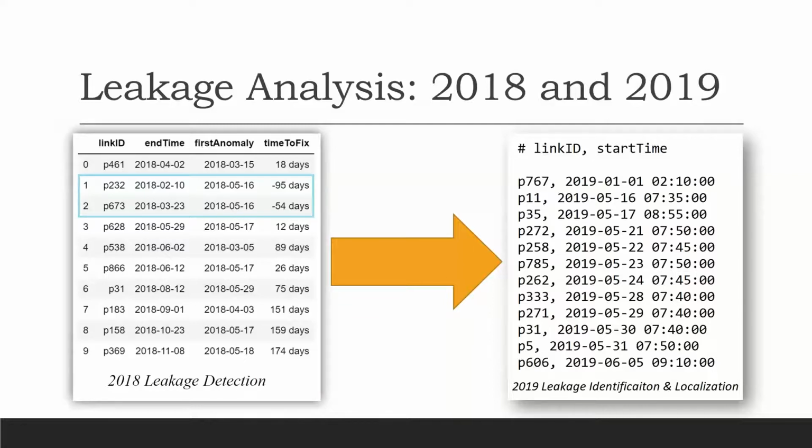And on the right, what you see here is our result set for the identification of the leakages in 2019. And that's all about our solution approach. Next, we wanted to talk about why we chose a deterministic approach over a probabilistic one.